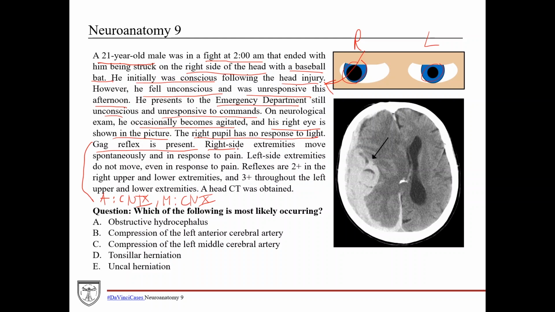Also on the exam, you notice that the right side extremities move spontaneously and in response to pain. So that shows that both the sensory limb and the motor limb of the pain response are intact, on the right side at least. Let's look on the left side. So then the left side extremities do not move, not even in response to pain. So there's some kind of interruption on the left side, either in the sensory or in the motor limb of the pain response. Reflexes are 2+ in the right upper and lower extremity. That's normal. However, they're 3+ throughout the left upper and lower extremity. So he's got hyperreflexia on the left side. And then you have a head CT that was obtained.